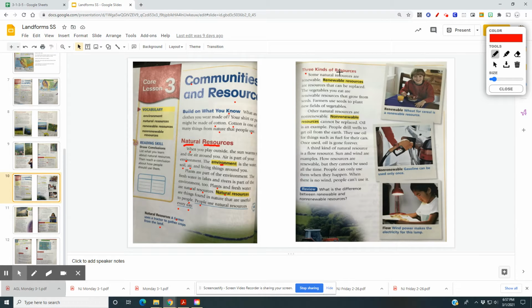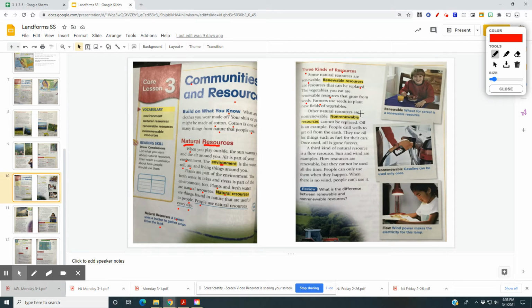Three kinds of resources. Some natural resources are renewable. Renewable resources are resources that can be replaced. The vegetables you eat are renewable resources that grow from seeds. Farmers use seeds to plant new fields of vegetables.